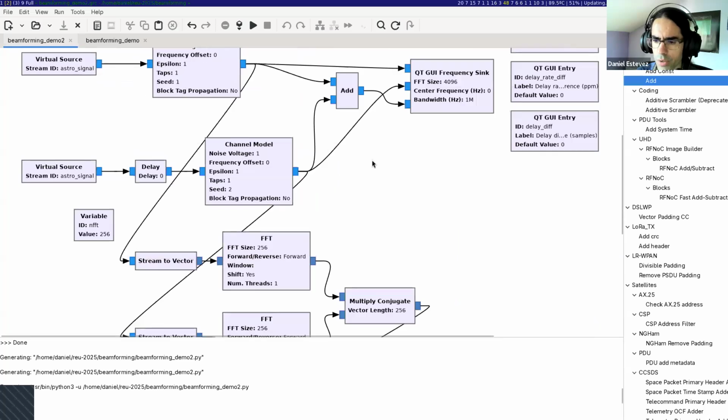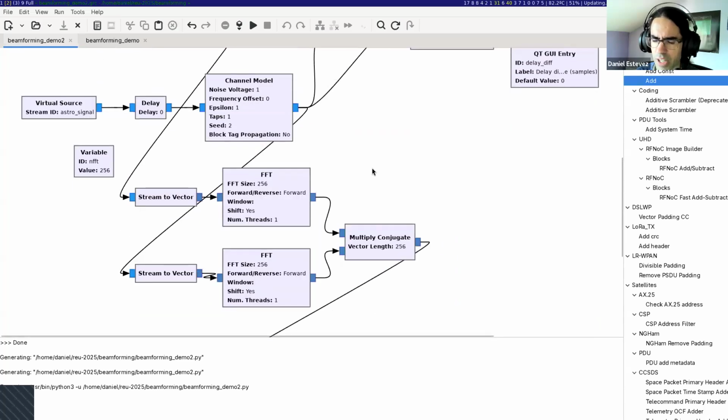So what is this correlator doing? If you have heard anything about correlators, maybe you have heard the term FX correlator. This is an FX correlator. It means that first it goes to the frequency domain using FFTs, and then it multiplies. And that is what it's doing. It's doing an FFT to go to the frequency domain. The number of FFT points is 256, which in this case is more than enough.